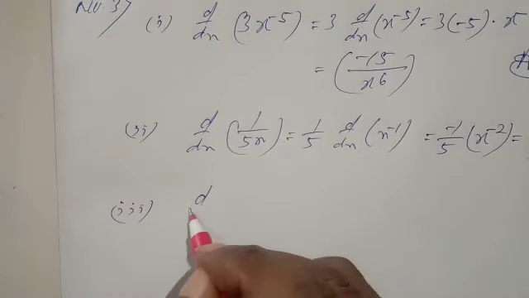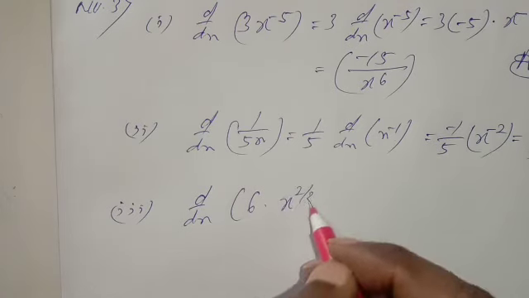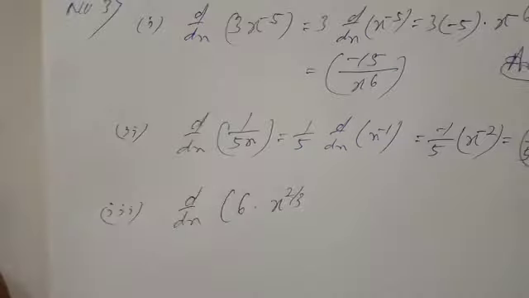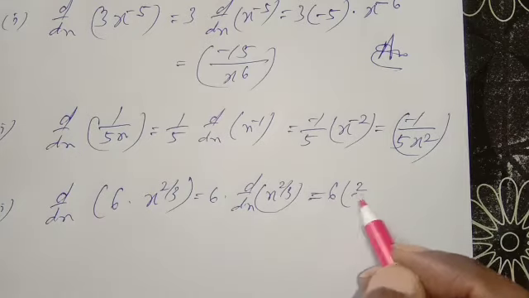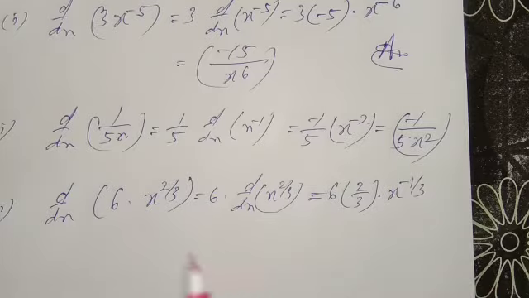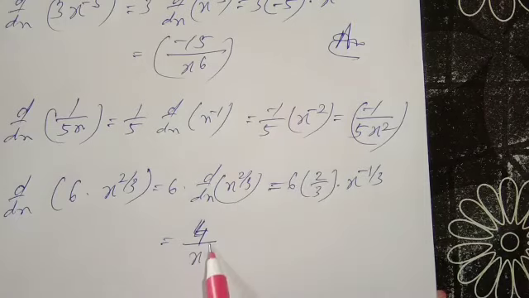It is given d by dx of 6 into x to the power 2 by 3. Actually the cube root of x square is given, I am directly writing x to the power 2 by 3. 6 will go outside as the coefficient, d by dx of x to the power 2 by 3. Finally, 6 into the power will come first, 2 by 3 into x to the power 2 by 3 minus 1, that will be minus 1 by 3. After simplification, 6 into 2 by 3 is 4, so 4 by x to the power 1 by 3. The negative power is given, so you have to take it down.